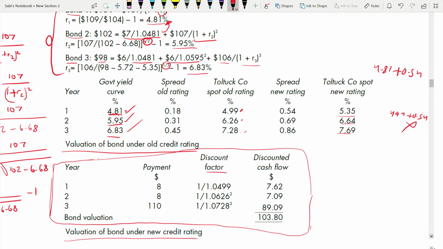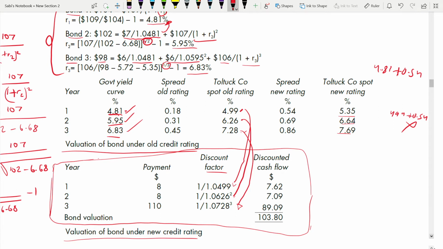How are you getting the discount factor? Like this. When it comes to the second year, it will be this, squared. Don't forget to square it. For the third year, it's this, because this is under old. Exactly, you are just doing 1 divided by the rate. That will be your discount factor. But what about this payment? If you see 88 and 110, right? When you multiply the payment with the discount factor you add, you are getting a bond valuation of 103.8.